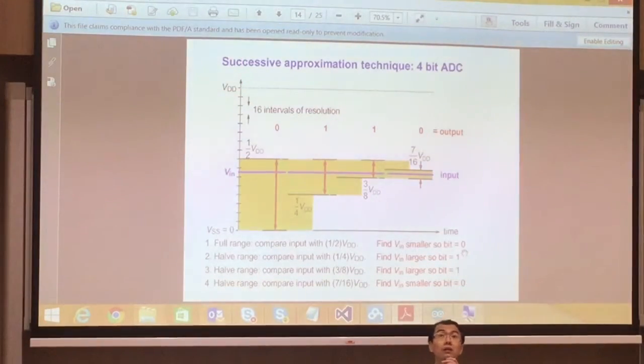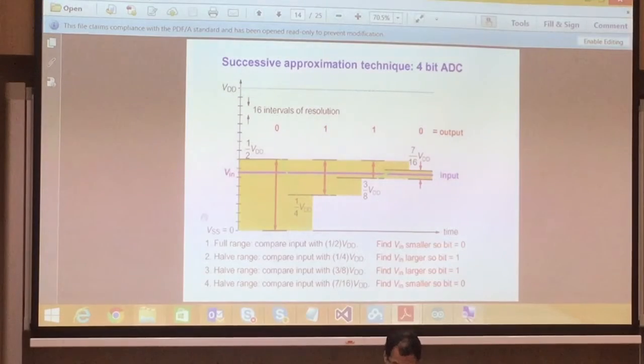Here it shows the same thing as I explained to you just now. From the name, successive approximation, basically you need to compare to the different levels successively. Then you can come up with the result. So you can go through the steps here. It's similar.